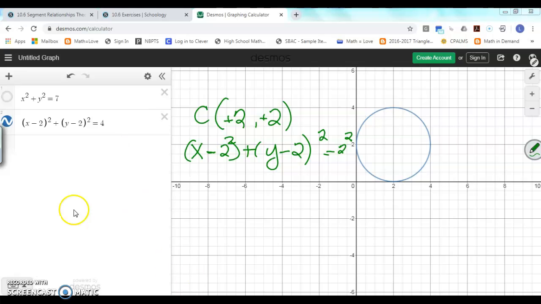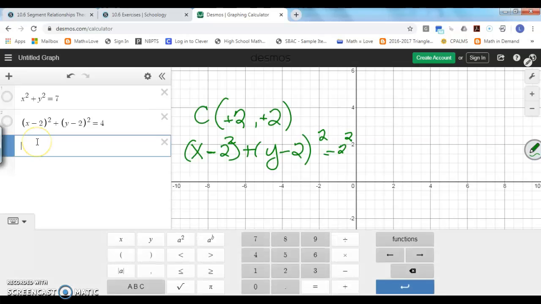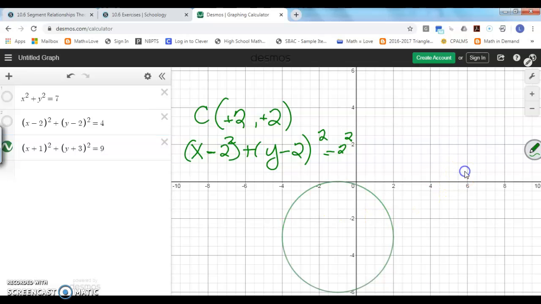Okay, so what will happen if, let's unclick that. So what happens if you have x plus 1 squared. Okay, bear with me here. It's kind of hard to toggle between the mouse and the keyboard. So y minus, no, let's put plus 3 squared equals, let's say we want a radius of 3, so 3 squared, we get 9. So where is your circle now?